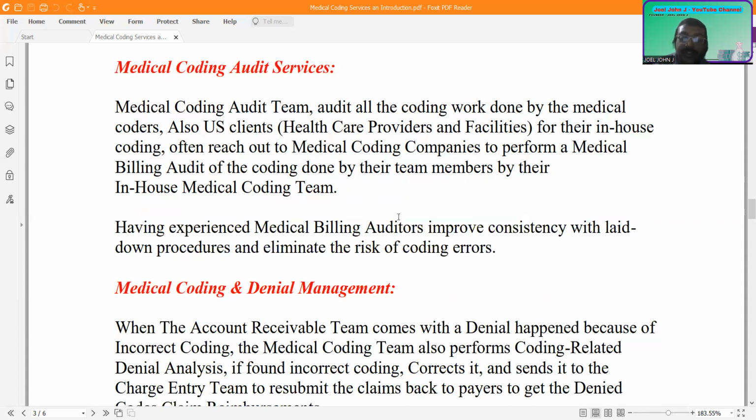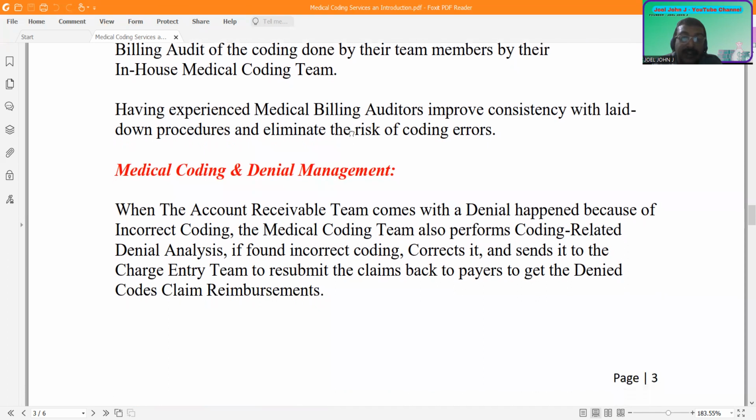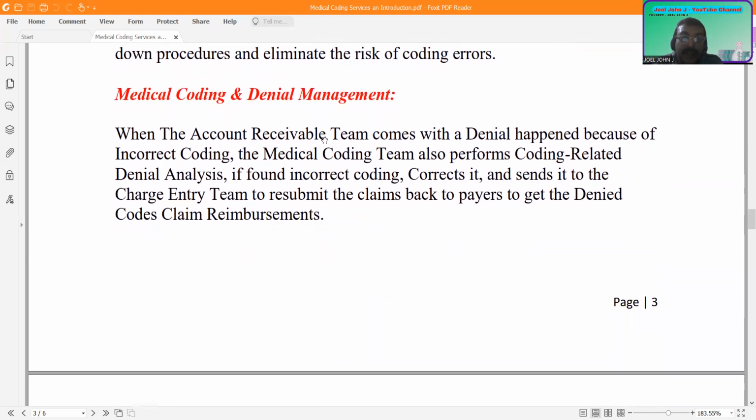So what they do is, if a new hospital or a new coding company is coming up, they will hire some experienced coders from a different company, and these coders will be just doing the audit for the work done by other coders. If they don't have enough certified people and enough senior people in their team, having experienced medical coding auditors improves consistency with the laid-down procedures and eliminates the risk of coding errors.